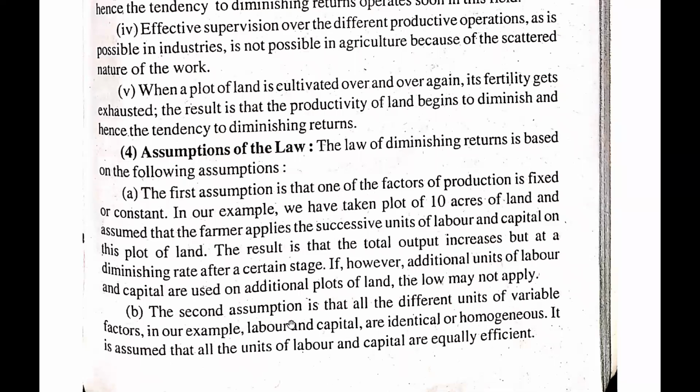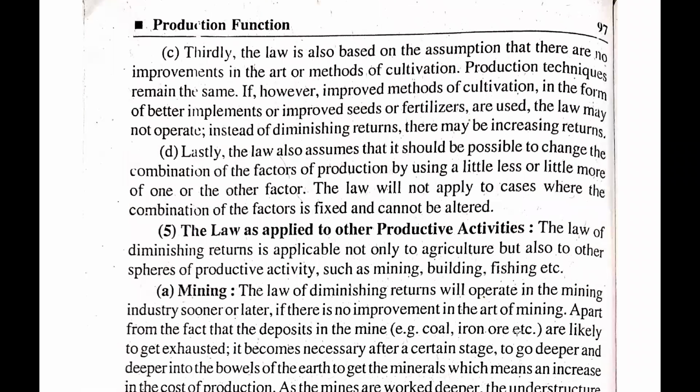And the second assumption is that all the different units of the variable factor, in our example labor and capital, are identical or homogeneous. It is assumed that all the units of labor and capital are equally efficient. And the third assumption is that the law is also based on the assumption that there are no improvements in the art or methods of cultivation. So guys, techniques and technology must be the same.